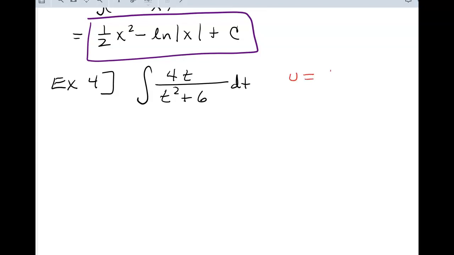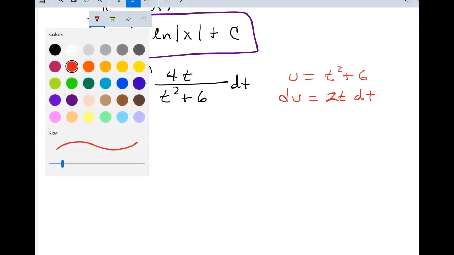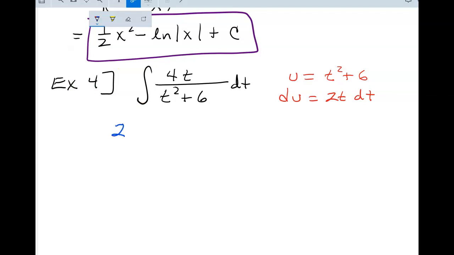So we can let u equal t squared plus 6. du is equal to 2 times t dt. Now if you want, one of the things that you can do is take that 4 and split it up into 2 times 2t dt. So that's our numerator, and then 1 over t squared plus 6. You might not necessarily write all these steps, but these are part of the thought process here.